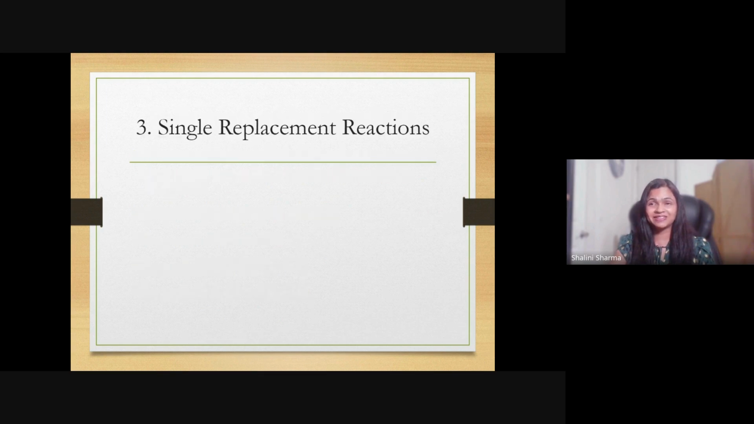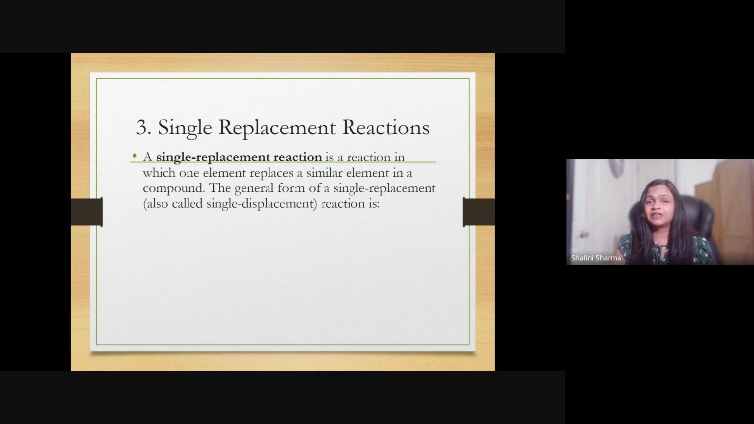Single replacement reaction. Quite interesting to learn about this one now. Single replacement reaction is a reaction where one element replaces another element from its compound. Let's understand with the general chemical equation. A is an element, BC is a compound present before the reaction. Now, after the reaction, A combines with C, forming AC, and B is being kicked out, you see here.